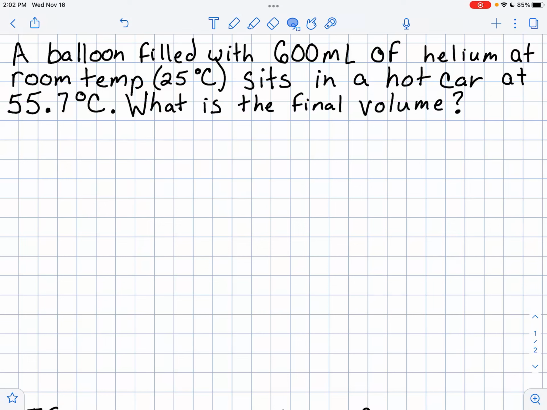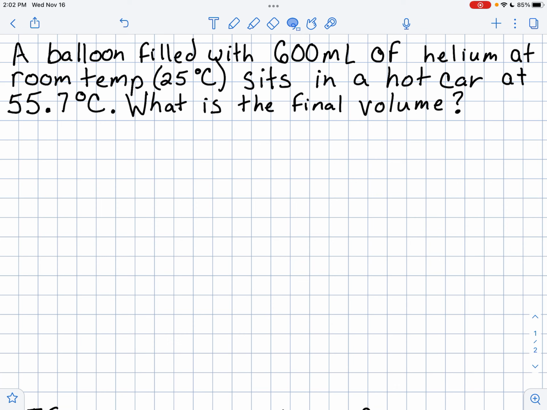Okay, so let's try one more example. In this example, I have a balloon filled with 600 milliliters of helium at room temperature, which is 25 degrees Celsius, sits in a hot car at 55.7 degrees Celsius. What is the final volume of the balloon?